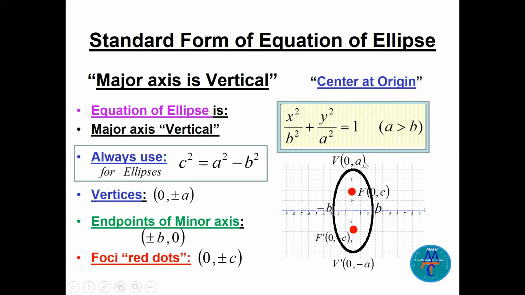Now, what are the vertices? Here are the vertices 0, A, 0, minus A on the Y-axis. The endpoint of the minor axis will be B, 0, minus B, 0, and the foci are 0, C, 0, minus C. So if you know one, you can know the other.